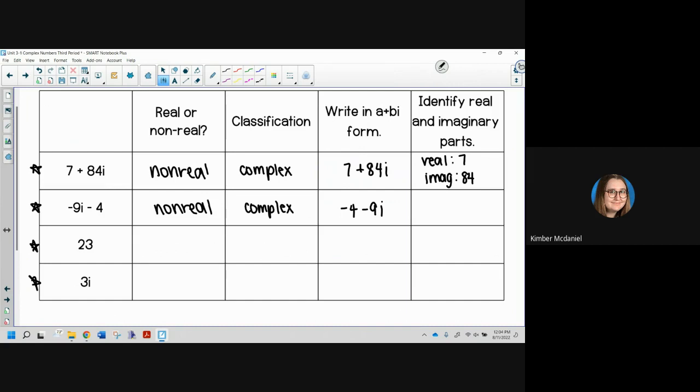Again, we need to label the real and the imaginary part. So the real part would be the negative 4. The imaginary part would be the negative 9.